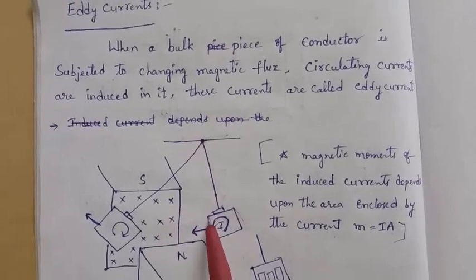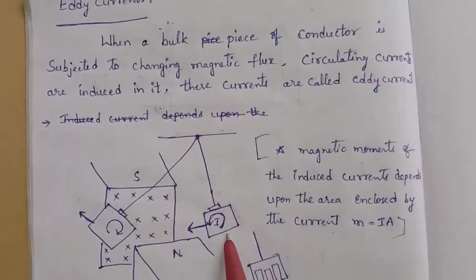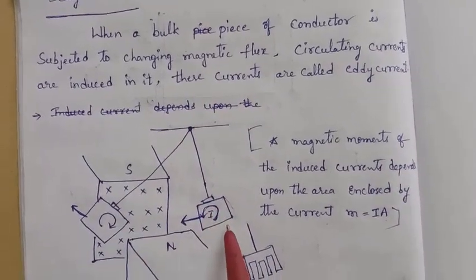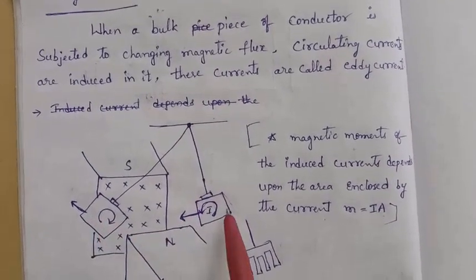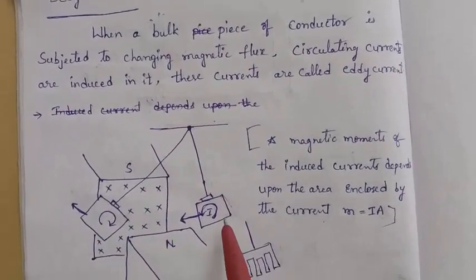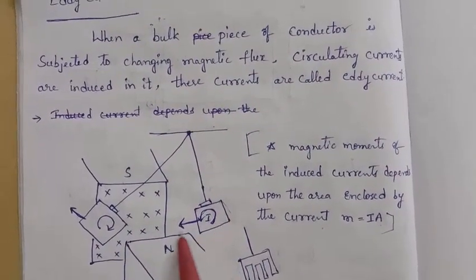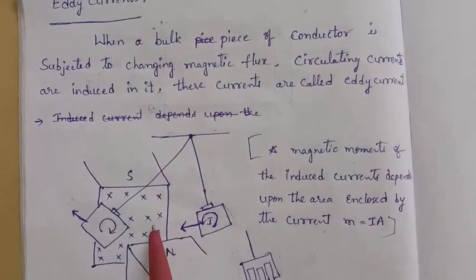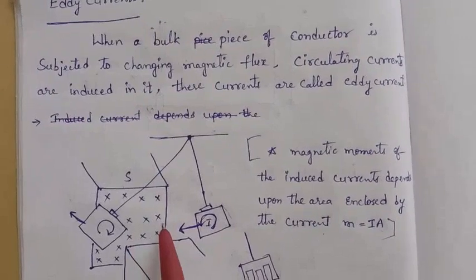When a bulk piece of conductor is subjected to changing magnetic flux, this conductor is doing oscillations here. When this conductor is entering, at that time the magnetic flux increases.